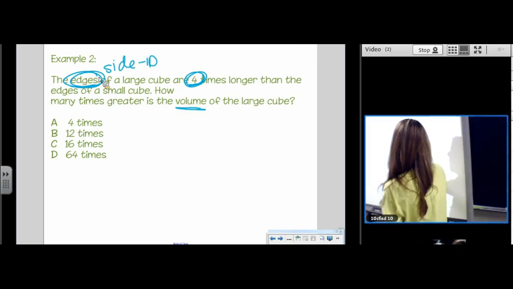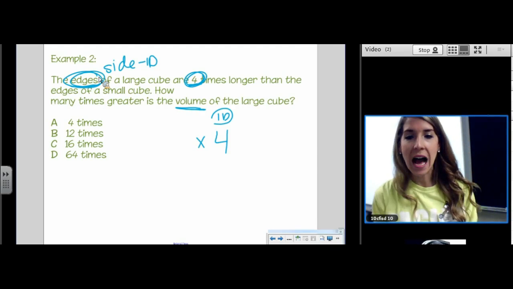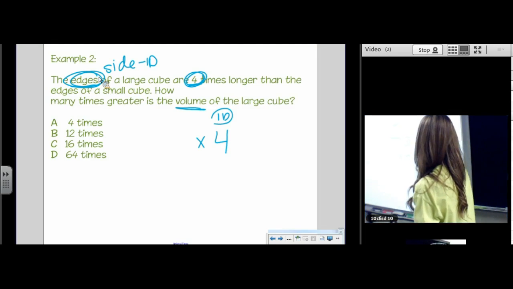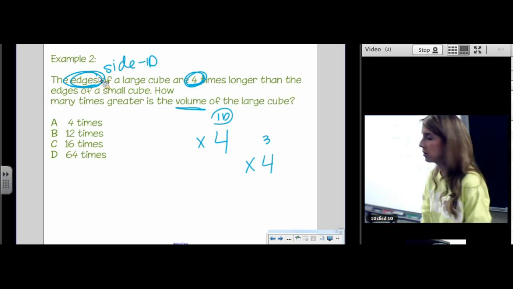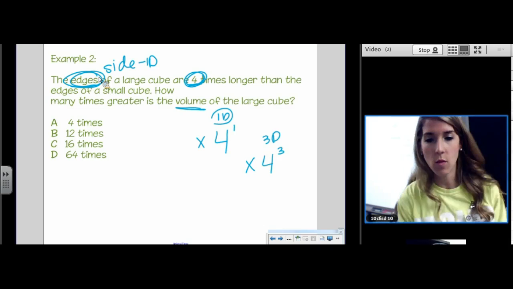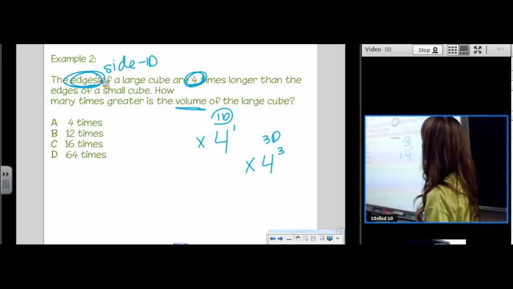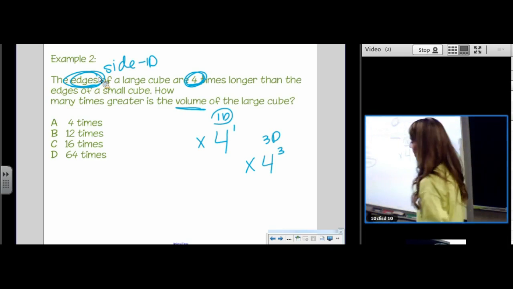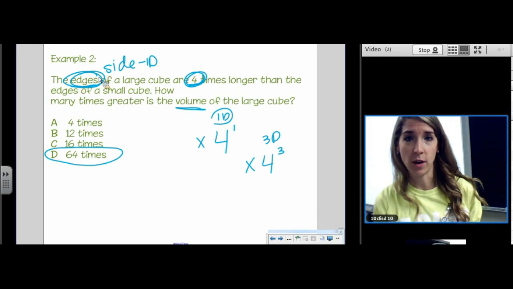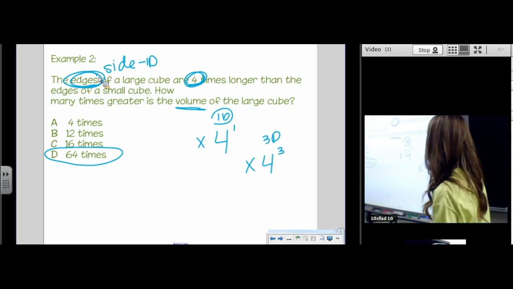So if I am quadrupling my sides, then what am I doing to my volume? If I want to make this 3D, I have to turn my 4 into 3D. It needs to go from 4 to the 1 to 4 to the 3. Good. So how much greater is the volume? It is 64 times greater. Because you're not just changing one of the sides times 4. You're changing the length, the width, and the height by 4 for 3 of the dimensions.